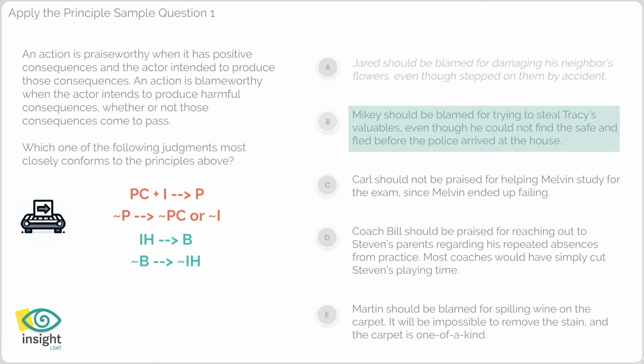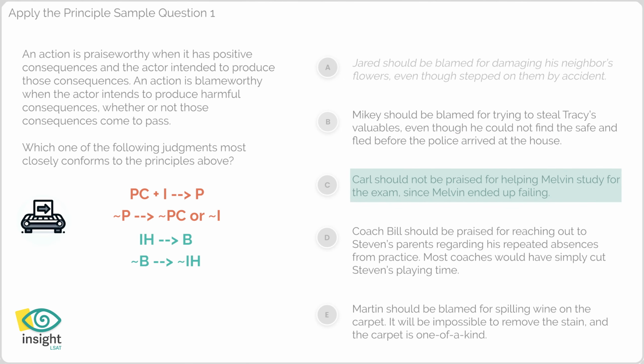B. Mikey should be blamed for trying to steal Tracy's valuables even though he could not find the safe and fled before the police arrived at the house. Alright, again, we want a B for blame. Looks like he wasn't successful, but he was trying. And that counts as intending harm, so this one seems to work. If you intend harm, you're blameworthy. Mikey intended harm, so Mikey is blameworthy. It checks out. How about C?